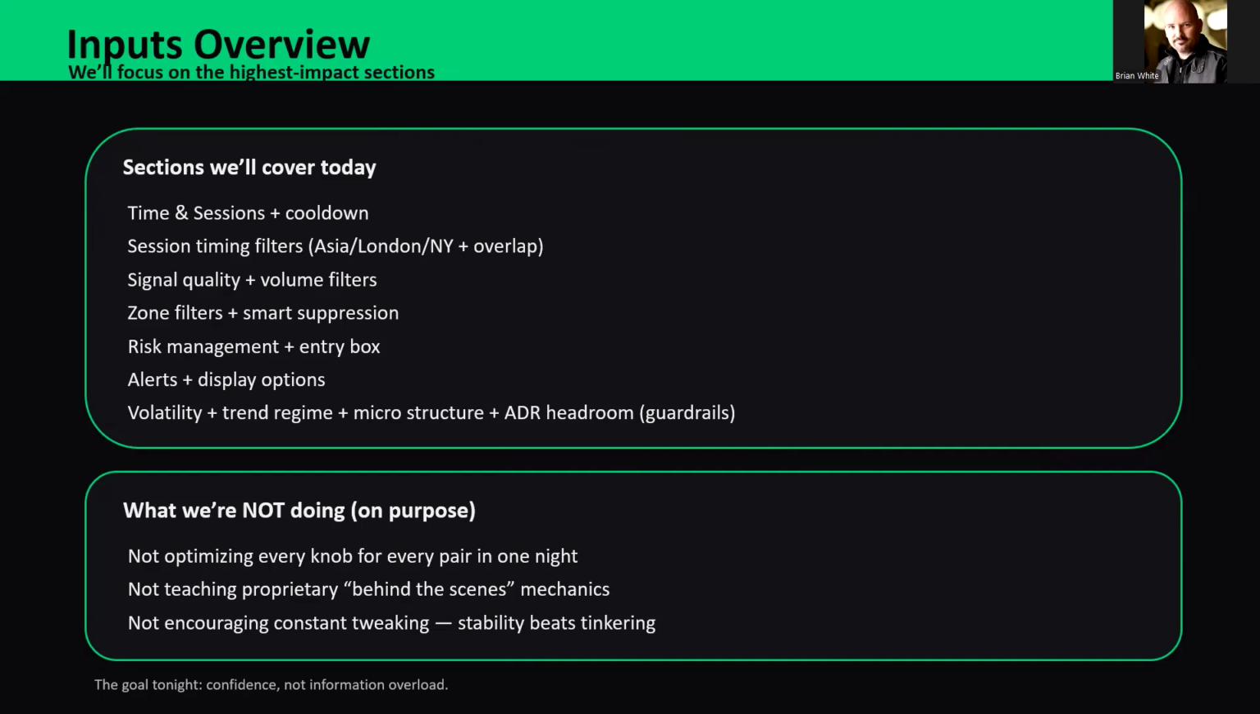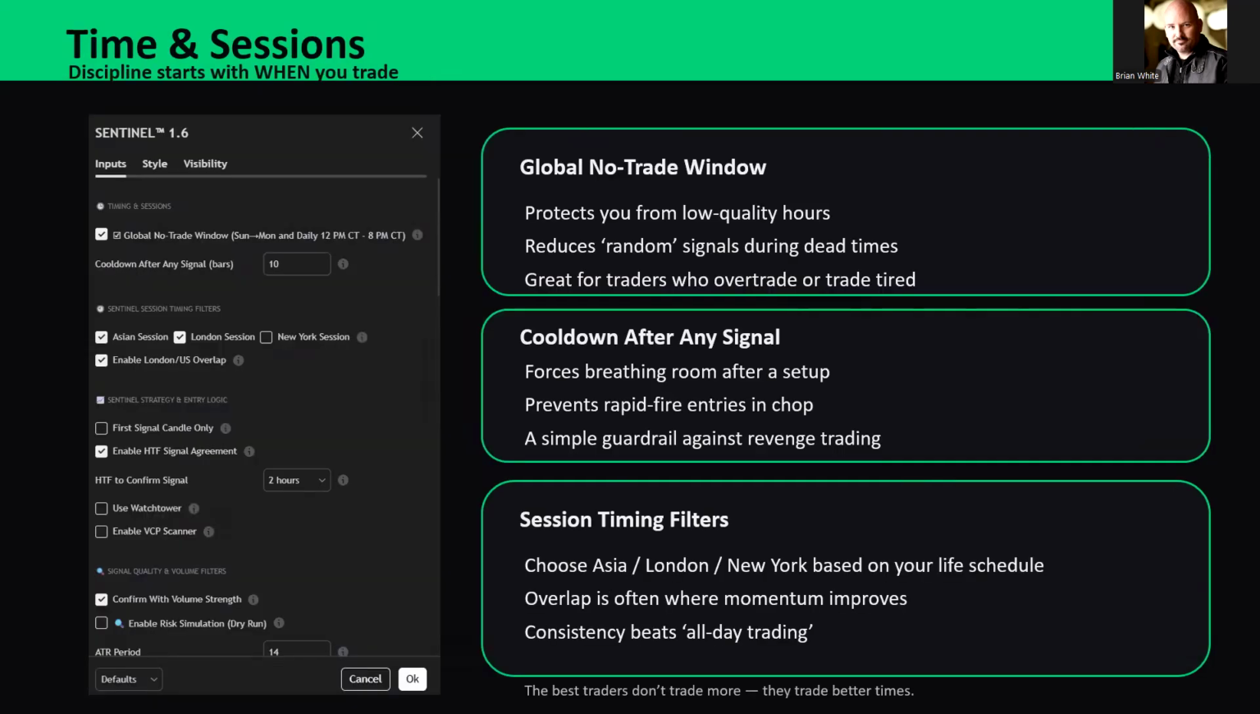So here we go. First screen, you're going to see the one on the left, and that's just the very, very first thing you see when you open up the user inputs. Timing is one of the biggest hidden edges that we have with Sentinel Trading System. A lot of traders take good setups at bad times and then blame the tool, and it's not that. The global no trade window and the session filters exist to protect you, not because you're weak or ignorant or anything like that, but the market does have rhythms. There are times it ebbs and flows.